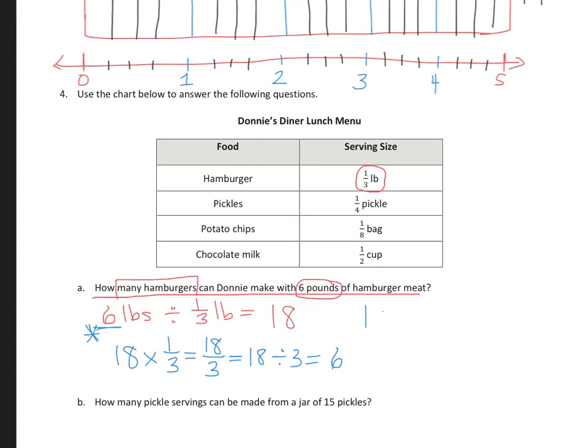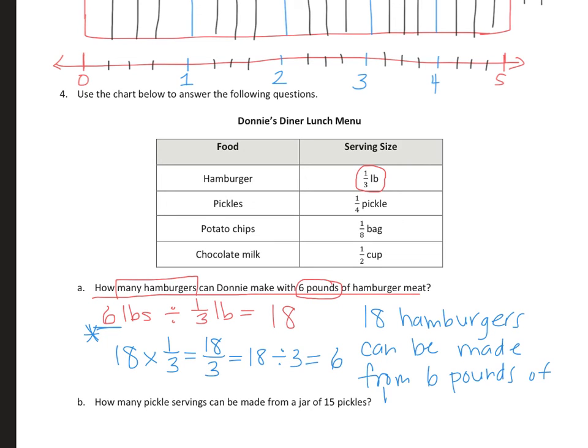So let's go ahead and write the answer. 18 hamburgers can be made from 6 pounds of hamburger meat. And like I said, you're probably writing a little bit smaller than me and it's more precise. I'm trying to do the best I can with what I'm using as a stylus. So there you go. There's our sentence.